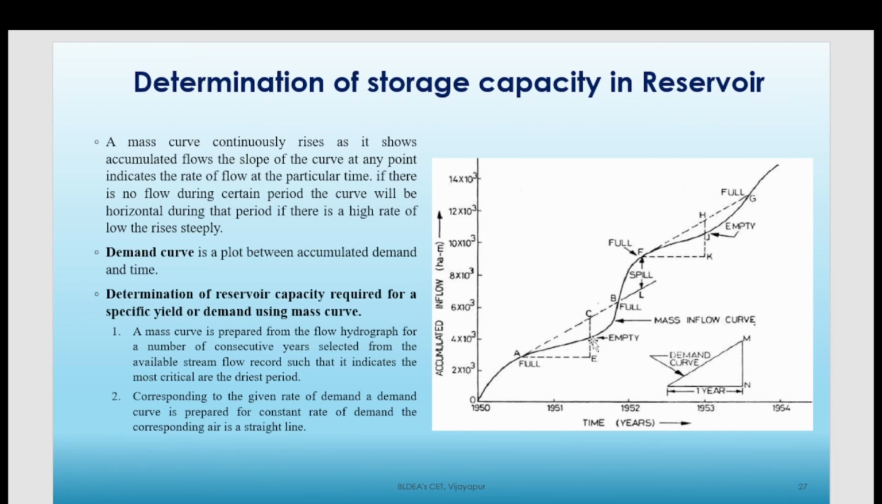If you have the demand curve, which can be acquired from the details of the users, and the mass curve, which is plotted with cumulative discharge against the time series observed from the stream gauge stations, then after getting these two, we can find out the storage capacity of the reservoir.